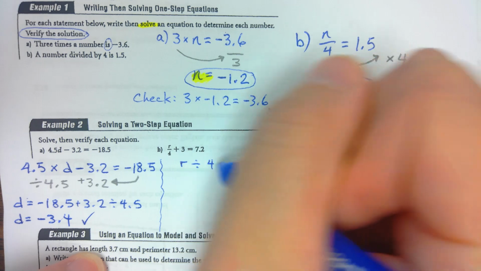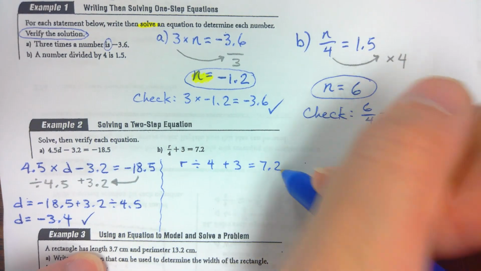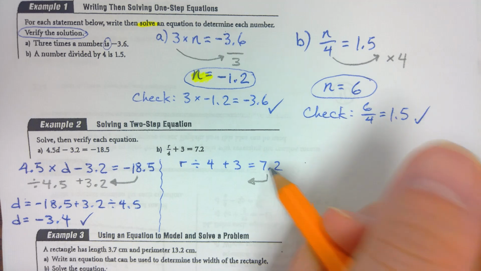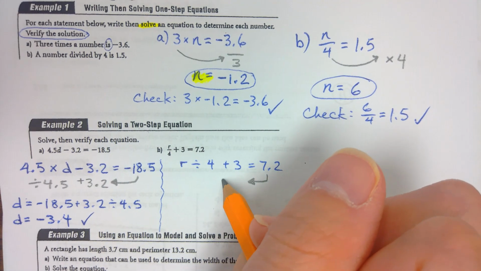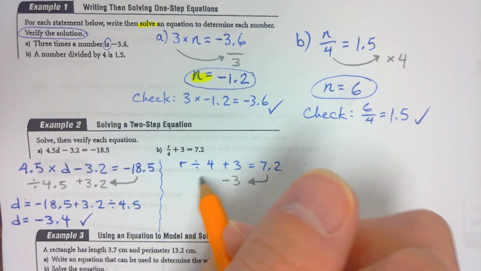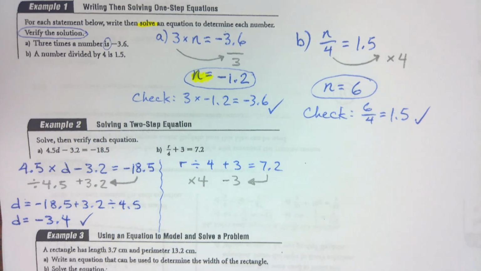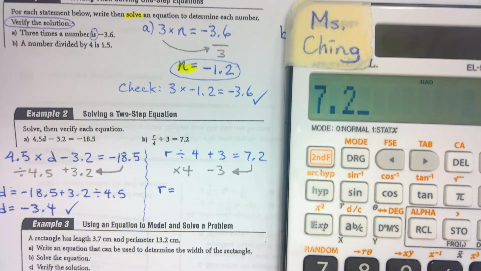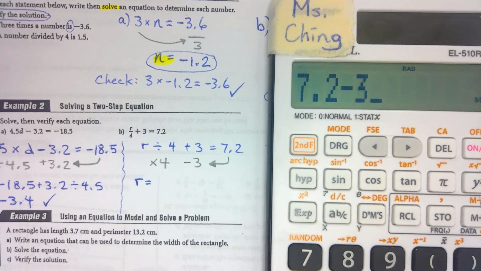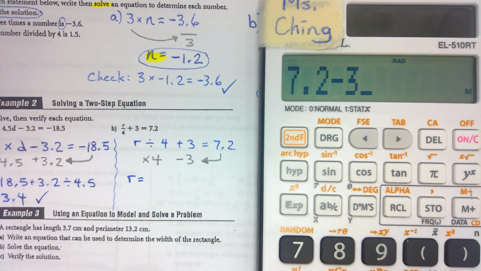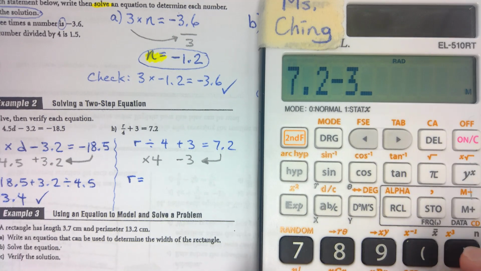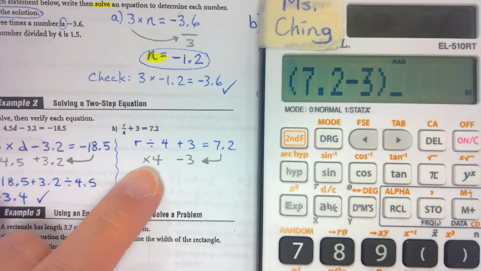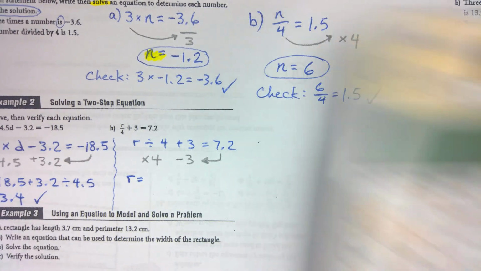R divided by 4 plus 3 equals 7.2. So if I do the inverse, Michelle, can you help me with this one? Yeah, minus 3. And then here? Perfect. Good. So what does R equal then? On the calculator, I'm going to do 7.2 minus 3. What do I have to press next? Yep, in brackets. Put it in brackets or press the equal sign. And then times 4. And I get 16.8.